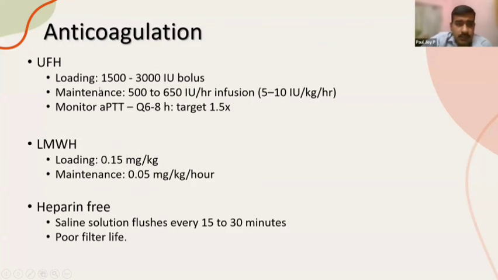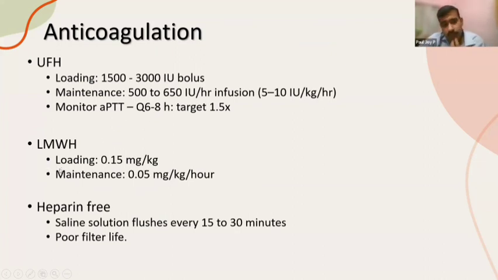When heparin is used, usually a loading dose of 1,500 to 3,000 units is given with a maintenance dose of around 5 to 10 units per kg. And the APTT is monitored 8 hourly with a target of 1.5 to 2 times the normal APTT.